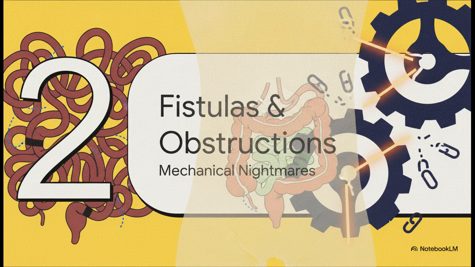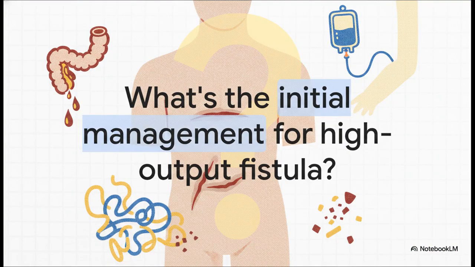Moving on to Section 2, fistulas and obstructions. Let's tackle some of the trickiest mechanical issues in the gut. Okay, you get paged to see a 34-year-old female who recently had an open appendectomy. Now, she's developing a high-output enterocutaneous fistula. We're talking massive losses here, draining about 800 milliliters a day of succus entericus right through her surgical wound. High-output fistulas like this cause incredibly rapid, life-threatening fluid depletion. So as the clinician, what is your absolute first life-saving stabilization step?